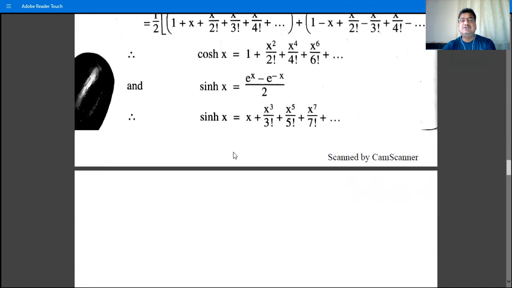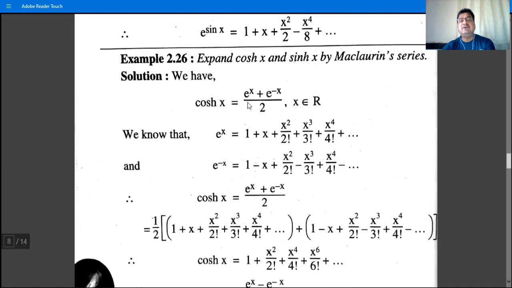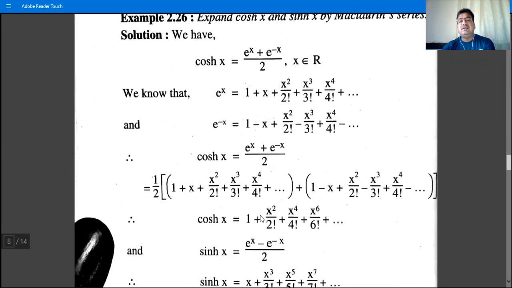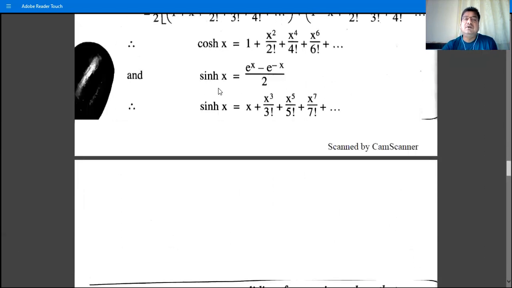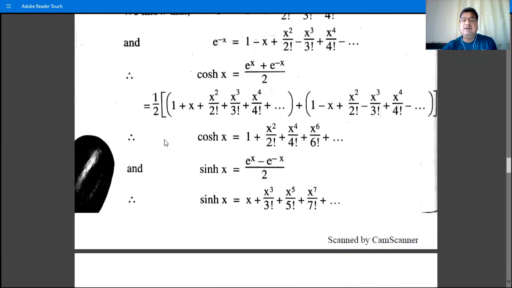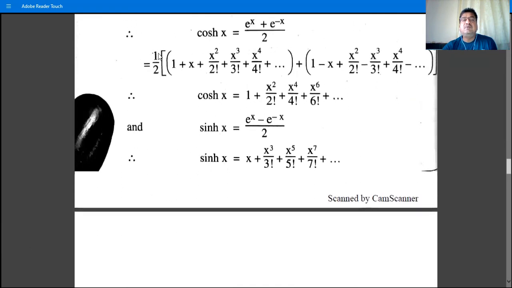Similarly, the expansion of sine hyperbolic x. So sine hyperbolic x is what? It is e raised to x minus e raised to minus x, divided by 2. So this is the definition. And therefore, in the same method, we have 1/2. The sine hyperbolic function is 1/2, right? e raised to x, just here with a minus sign and this bracket.